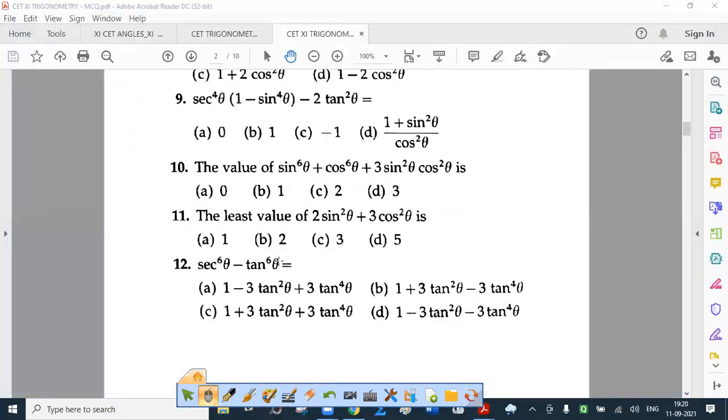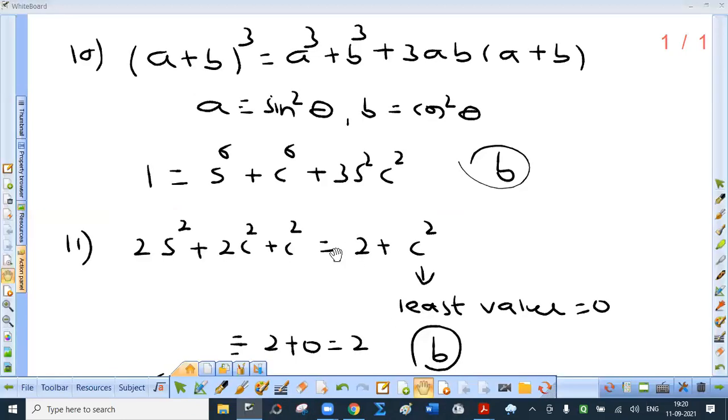11th, the least value of 2 sine square theta plus 3 cos square theta. Now, I can write this as 2 sine square plus 2 cos square plus cos square. Take 2 common from the first two. So 2 in bracket (sine square plus cos square), which is 1. So just 2 plus cos square.